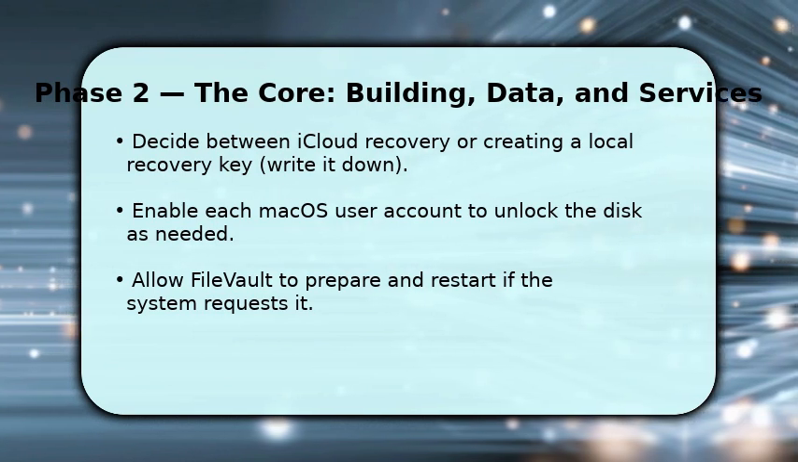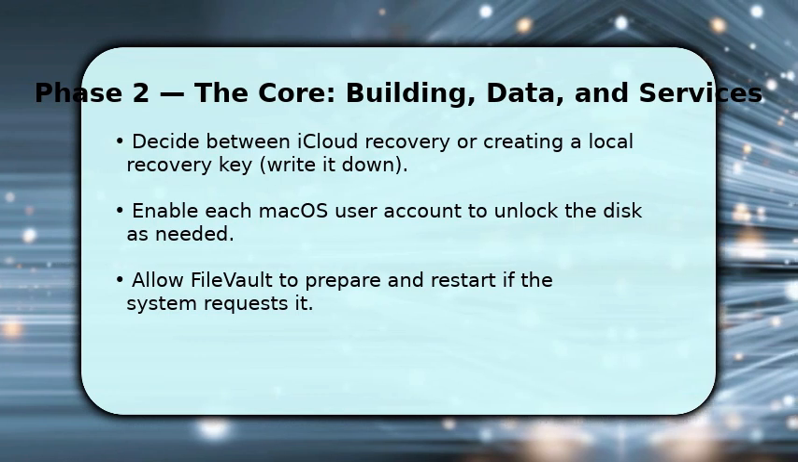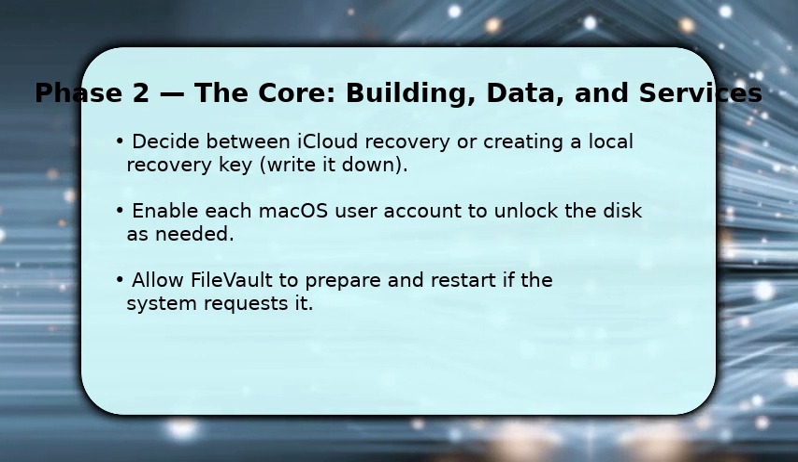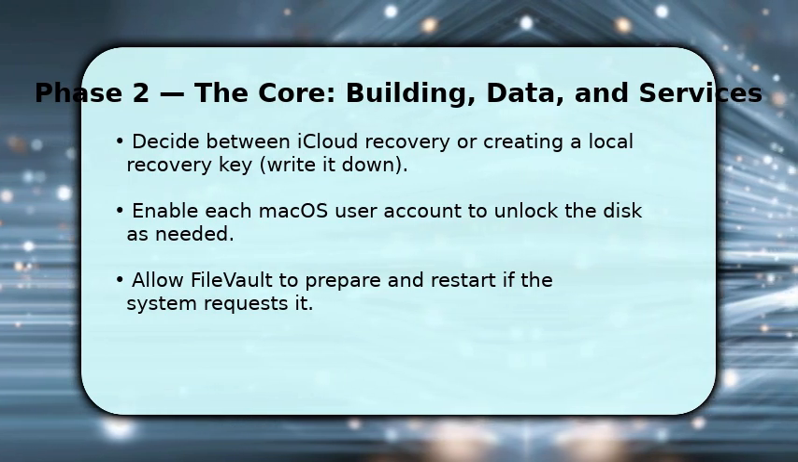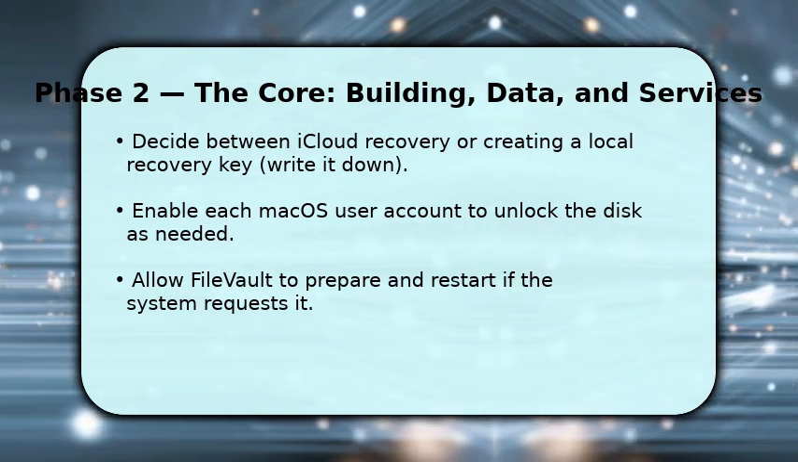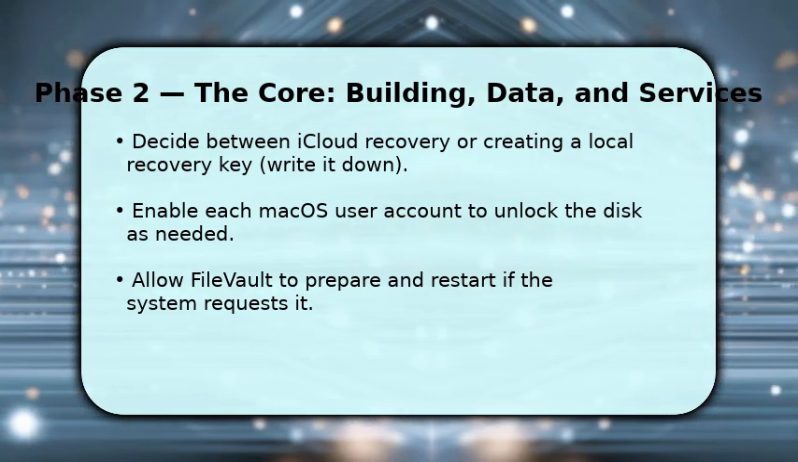Then confirm which user accounts can unlock the disk. Toggle each admin or standard user as appropriate. Once accounts are enabled, FileVault may prompt a restart to begin encryption. Allow that restart, because the process can only encrypt the drive when the system cycles correctly.